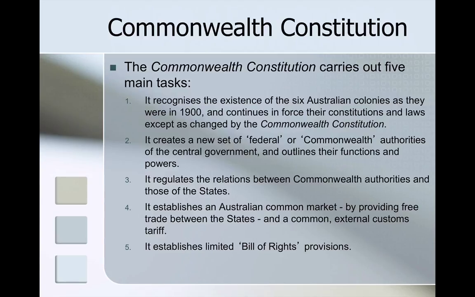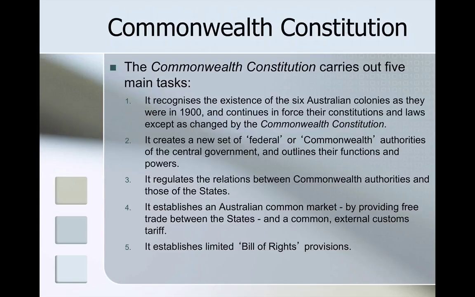It also established an Australian common market by providing for free trade between the states and a common external customs tariff. It's interesting, one of the main drivers behind the push to federation and behind the push to independence that took place in the 1880s and 1890s was motivated by free trade between the colonies. And so you do see this as very evident in the text of the Commonwealth Constitution.